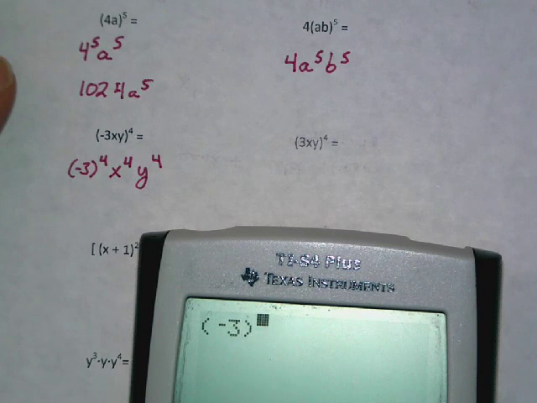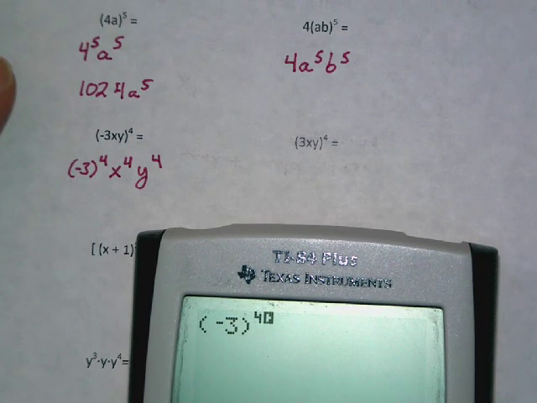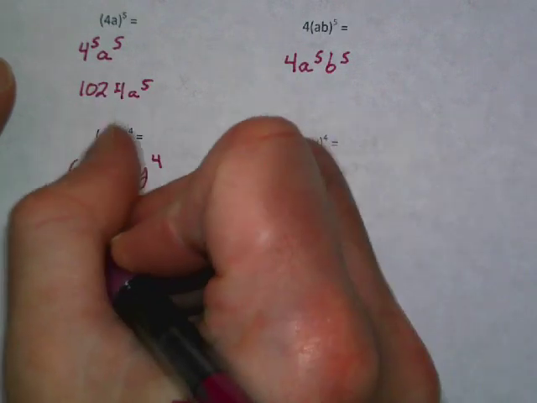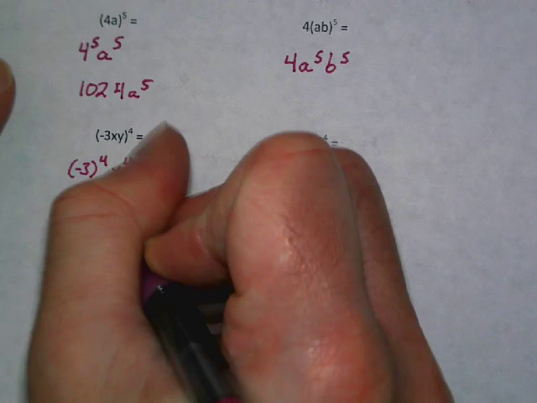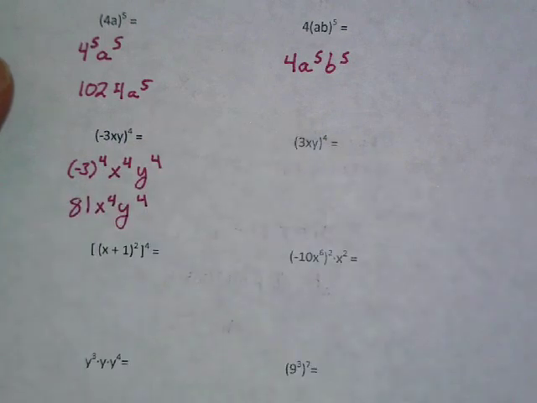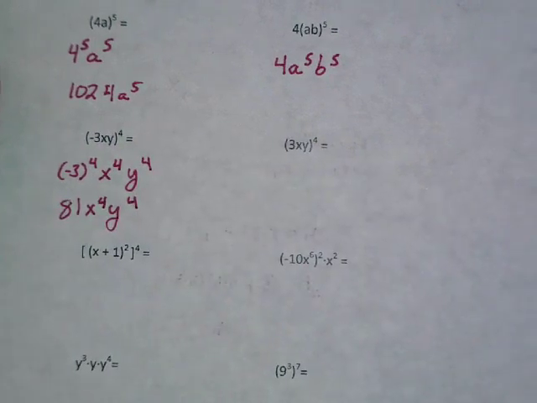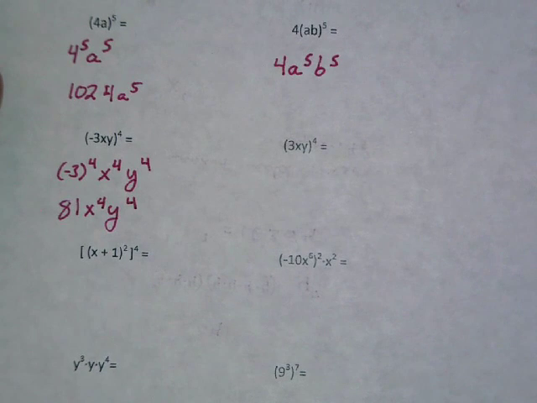All we have left now is to work out (-3) to the 4th. When you have a negative number raised to an exponent, make sure you type it in with parentheses to your calculator. Otherwise, you're going to make some mistakes. So that gives us 81. So it becomes 81, x to the 4th, y to the 4th.